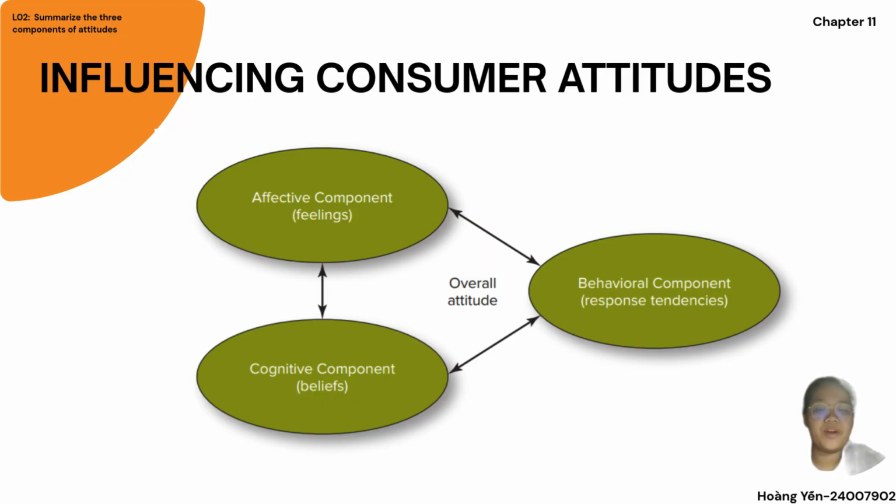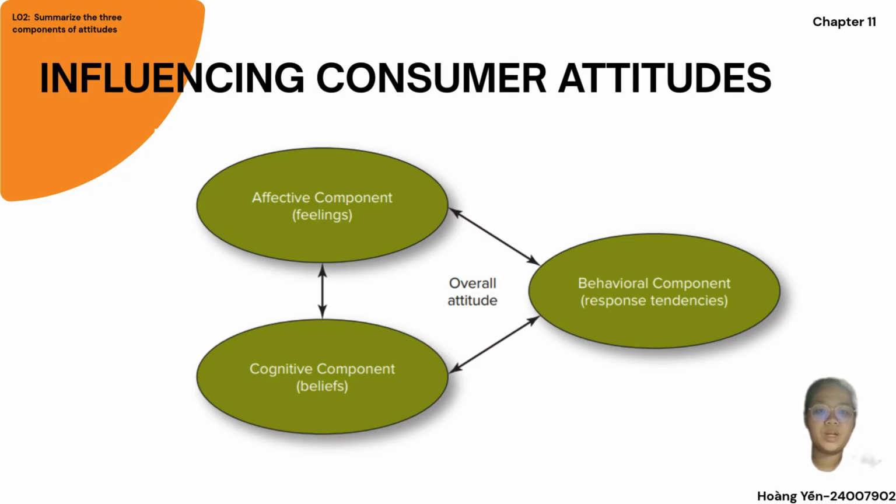This diagram helps explain how attitudes work in real life. The image shows how cognitive, affective, and behavioral components interact to form an overall attitude. Marketing efforts can target any one of these components, but consistency between them is crucial.